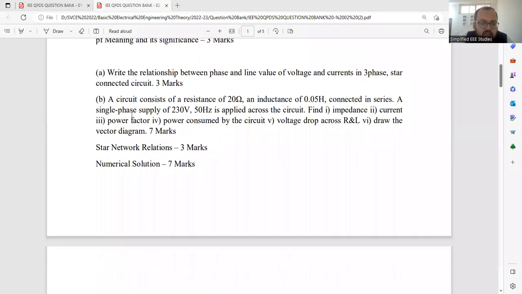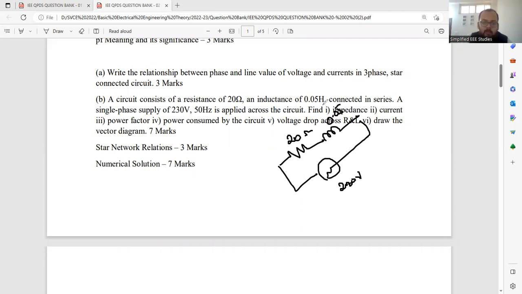Similarly, a circuit consists of resistor and inductor, both in series, and the supply voltage they have already given. First you draw the circuit diagram. Very simple circuit, RL circuit, no? So R is 20 ohm, L is 0.05 Henry, and you are applying 230 volt AC, right?